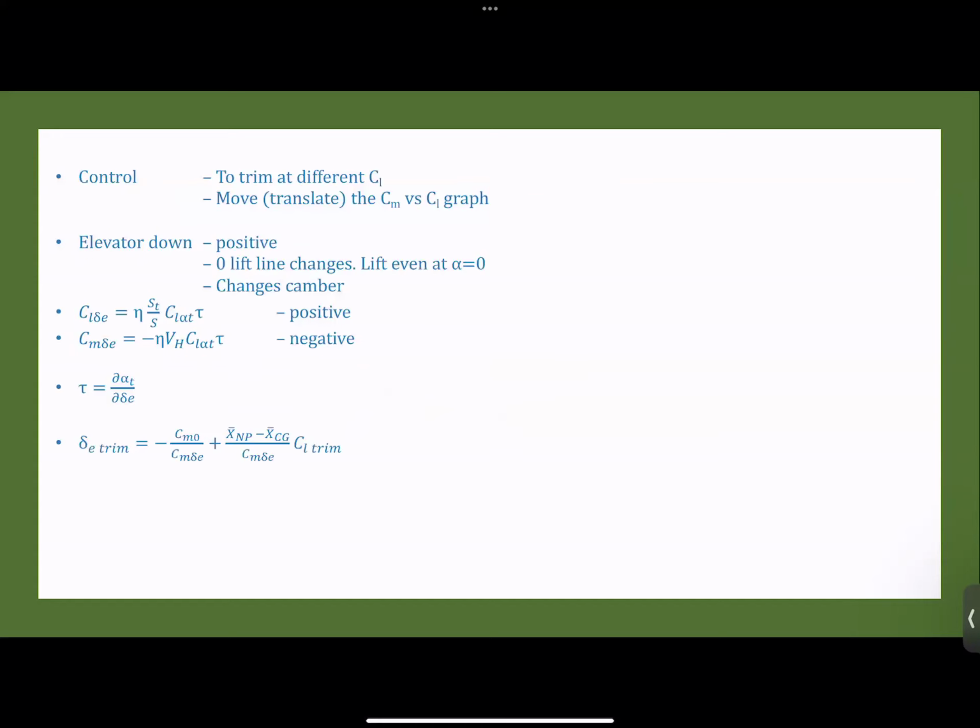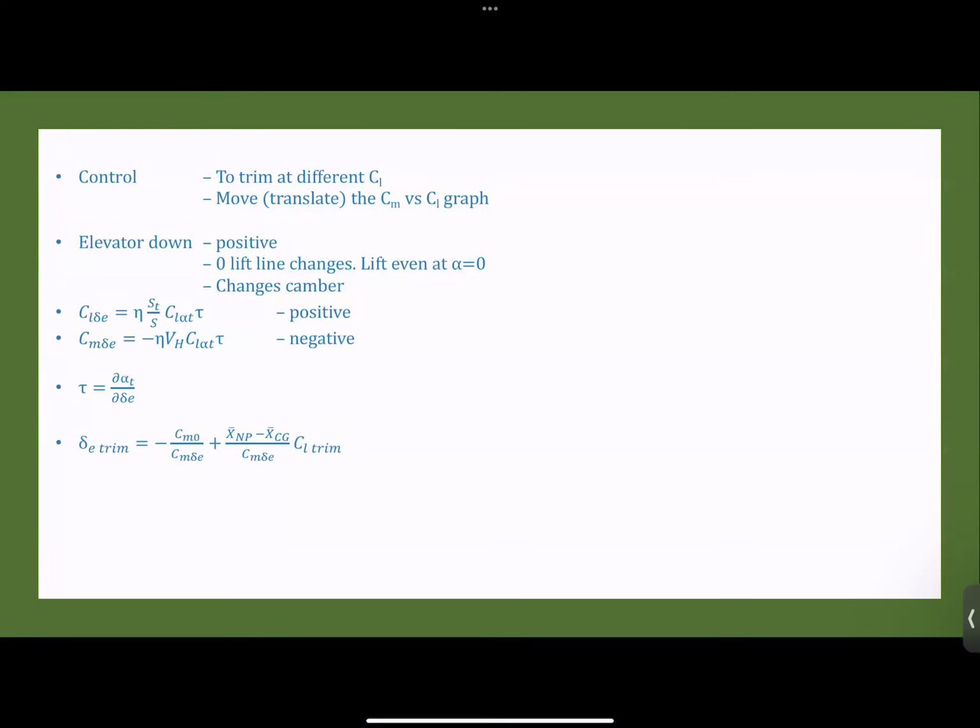Okay. Then the next set of equations pertain to control. So we have started with the longitudinal dynamic control. So here what control does is that it does not affect stability in any manner. So deflecting the control surfaces does not change stability at all. What does it do? It kind of translates the Cm versus Cl graph. What does this help us with? It helps us in trimming the aircraft at different CL values.